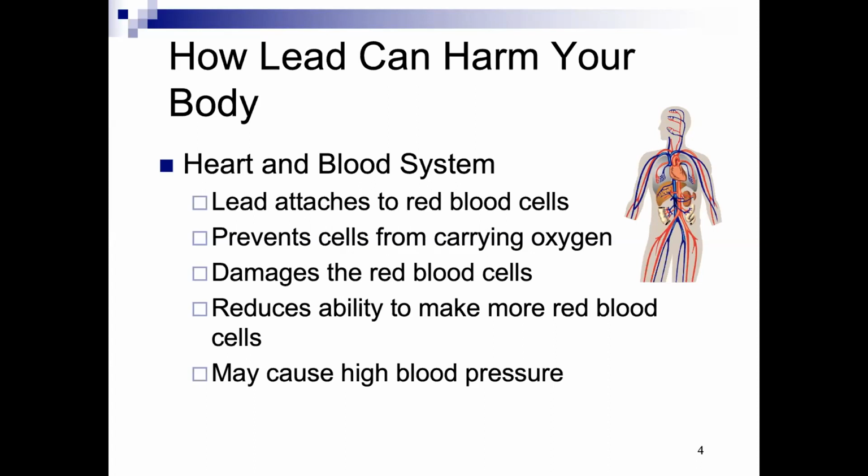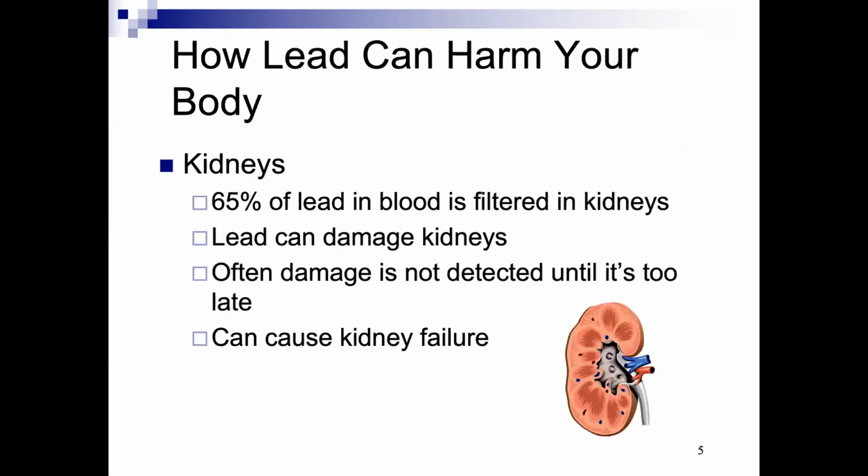And it also can cause high blood pressure, both because of its effect on the heart and blood system, but also its effect on the kidneys as the body tries to get rid of the lead that's in the body. 65% of lead in the blood is filtered in the kidneys, and unfortunately, as it's being filtered, it damages kidneys. There are other metals that also have similar reactions in the body and damage organs. Typically, the damage to the kidneys might not be noted until it's too late, and ultimately can lead to kidney failure.